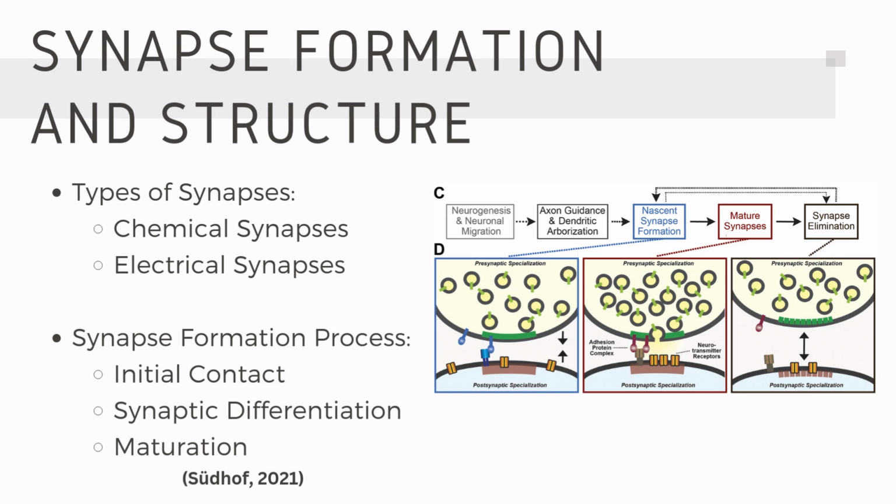With synaptic differentiation, specialized proteins organize to form a functional synapse. When synapses reach maturation, they will stabilize and refine their function. According to Südhof, this electrical signaling is closely linked to synapse formation. When an action potential reaches the axon terminal, it triggers the release of neurotransmitters into the synaptic cleft. This process depends on precise molecular mechanisms that align pre- and post-synaptic structures.